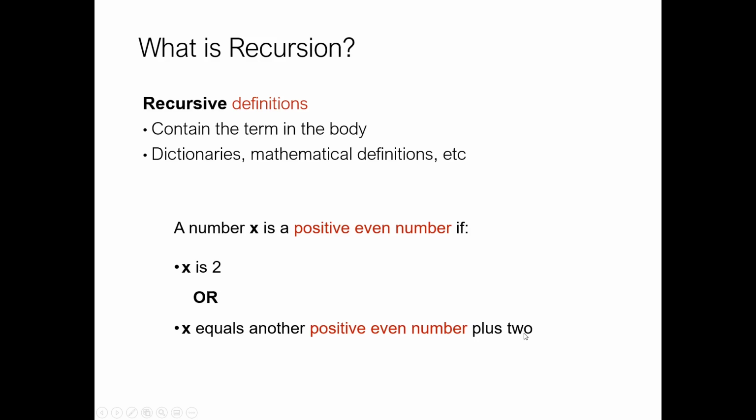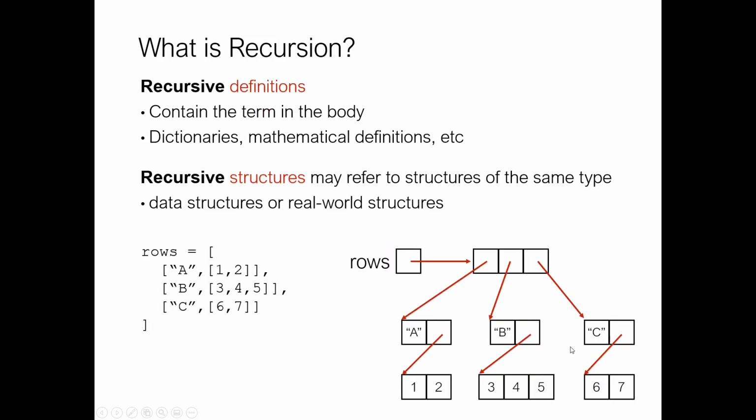Same way, 6 is a positive even number. It's equal to another positive even number, namely 4, plus 2 more, and so on. This is a definition that will get us all positive even numbers. So that's a mathematical definition. We're also going to find that recursion occurs in dictionaries, lists, and data structures.